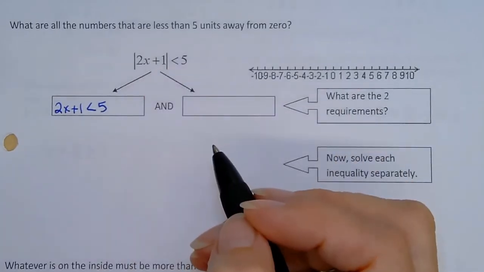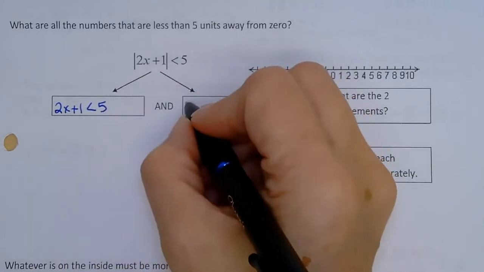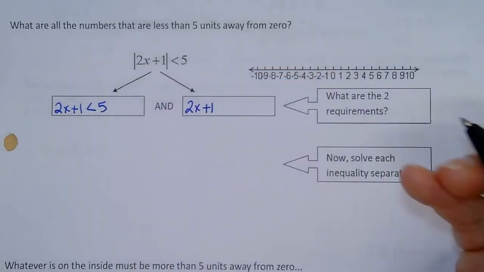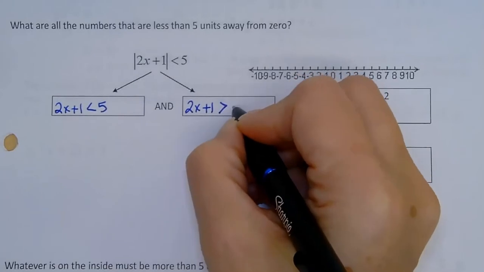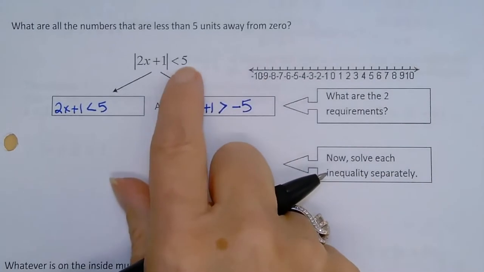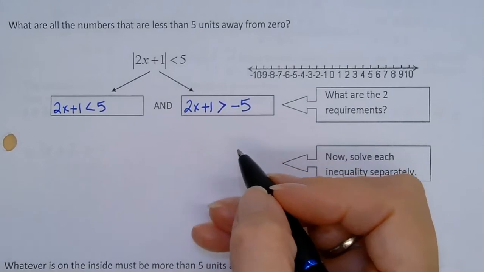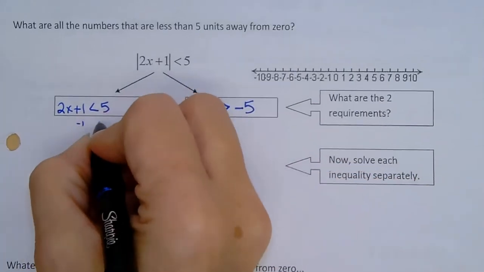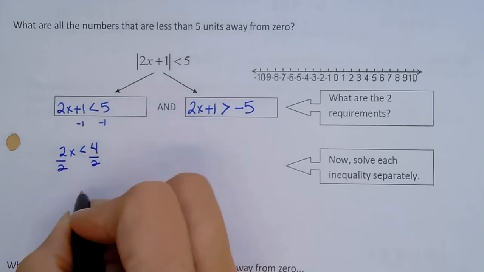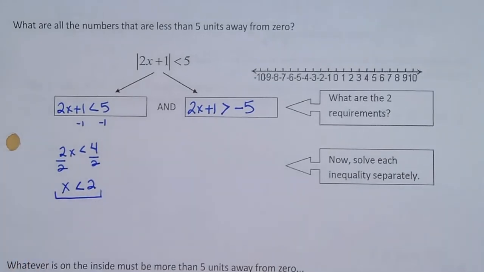With an inequality statement that has absolute values, my second part is going to be 2x plus 1. Okay, I'm just getting rid of my absolute value bars, but I have to switch my sign and change my answer to a negative. If I started out with a negative, I would change my answer to a positive. All right, so now I have two inequality statements that I'm going to solve. Subtract 1 from each side. I have 2x is less than 4. Divide each side by 2, and I have x is less than 2. That is one part of my statement.